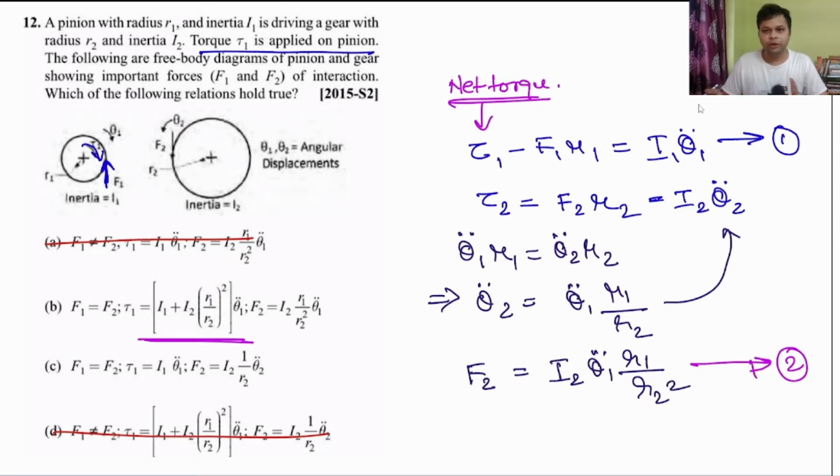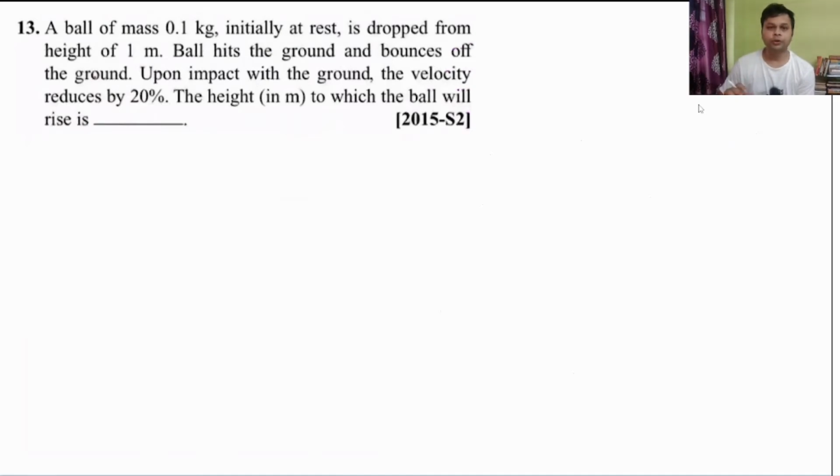So if you see equation 1 and 2, you're going to get tau 1 is equal to I1 plus I2 into R1 plus R2 whole square, times theta double dot 1, and F2 is equal to I2 R1 divided by R2 square times theta 1 double dot. So the right answer is B. It's a fantastic equation, and no regrets if somebody was unable to solve it the first time. Okay, let us move on to the next question.